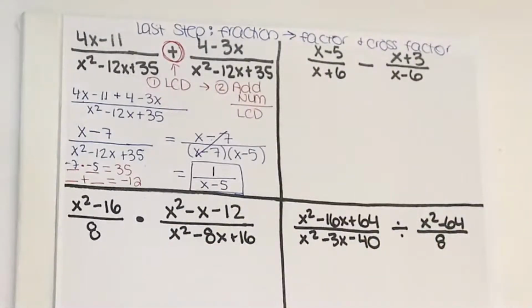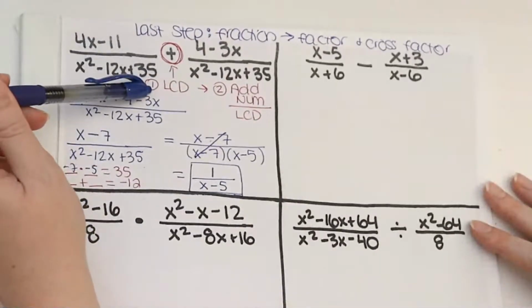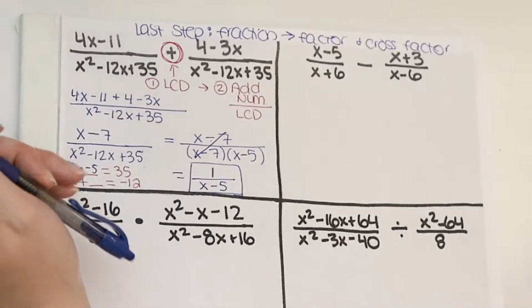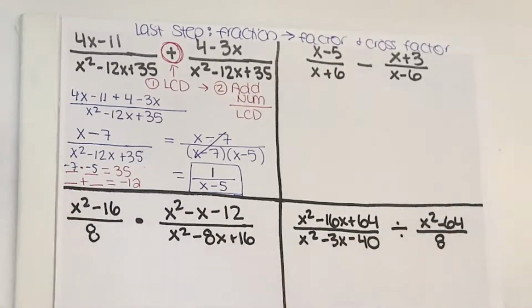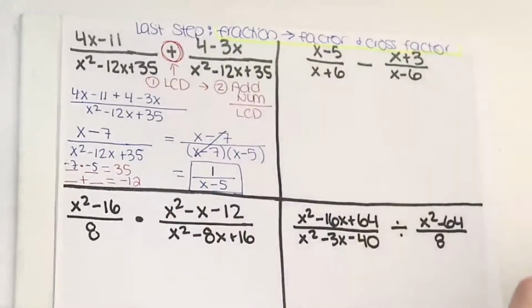Okay? So the first type of problem that you're going to see is the idea of you're adding, you're going to get an LCD, and then add the numerator and write that over the common denominator. And then your last step with any of these fraction questions is always to factor and cross out the factors. Okay?